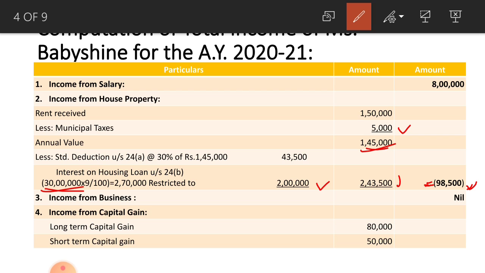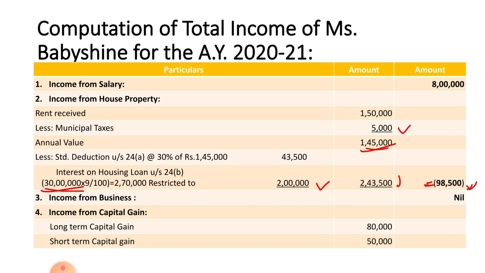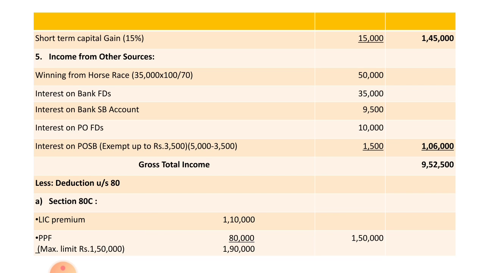Next one, income from business not given, nil, and income from capital gains given. Three items are there: long term capital gain 80,000, short term capital gain 50,000, and short term capital gain at 15% 15,000. Total of these amounts to rupees 1,45,000. Next, income from other sources are given.